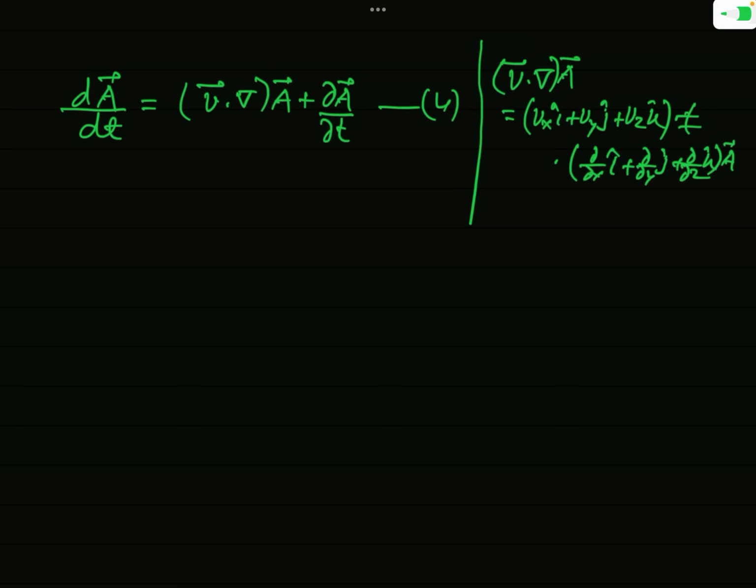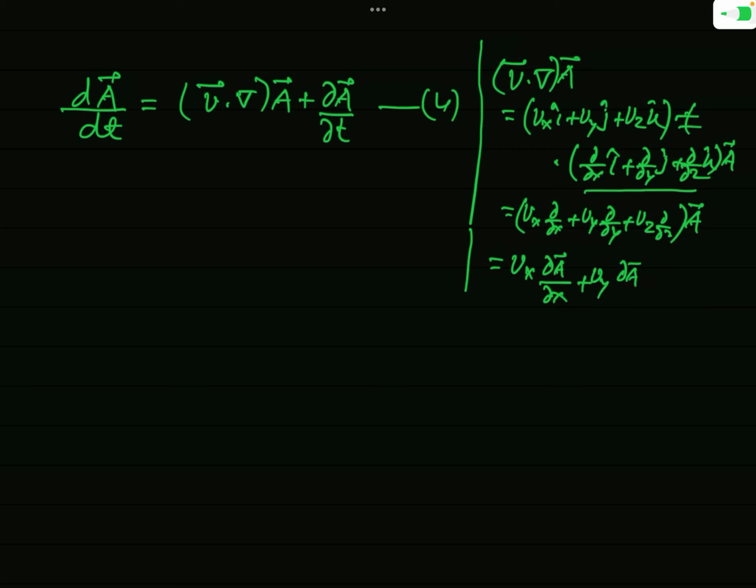Now when you take this scalar product of vx i plus vy j plus vz k with this much, in a scalar product only the similar terms are non-zero and all other terms will be zero. So this will be simply vx times del x plus vy del y plus vz del z, and this is operated on vector A. So finally you will get vx del A by del x plus vy del A by del y plus vz del A by del z.